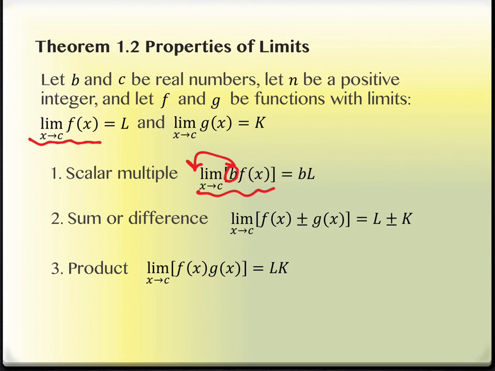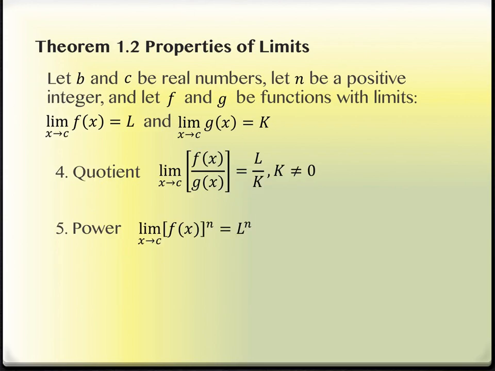Okay, so we've got scalar multiple, sums and differences, product. There's two more. Quotient is next. The quotient says that if I divide the two functions and take their limit, it's the same thing as taking the division or the quotient of the limit values themselves, L and K, as long as K is not 0.